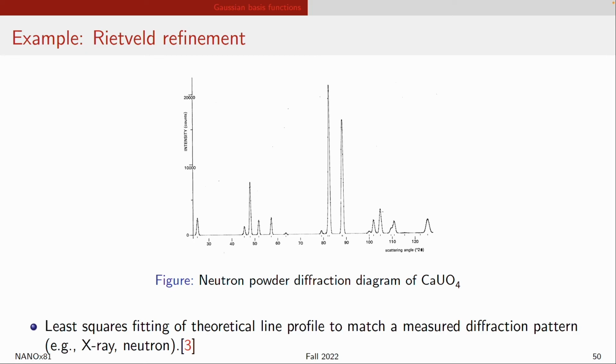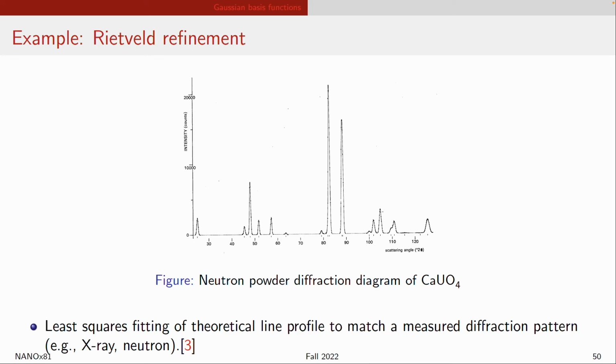Now, of course, this is not the only situation where you actually would do this. For example, people frequently do this for XPS data as well. People do it for X-ray diffraction rather than neutron powder diffraction. Essentially, almost any kind of data that seems to be made up of a summation of Gaussian peaks, you can actually use such an approach.